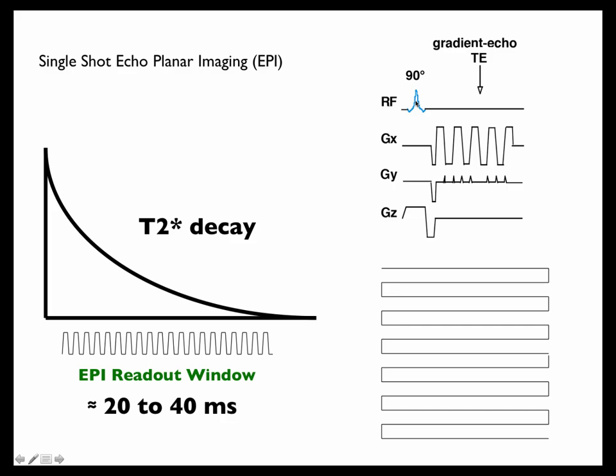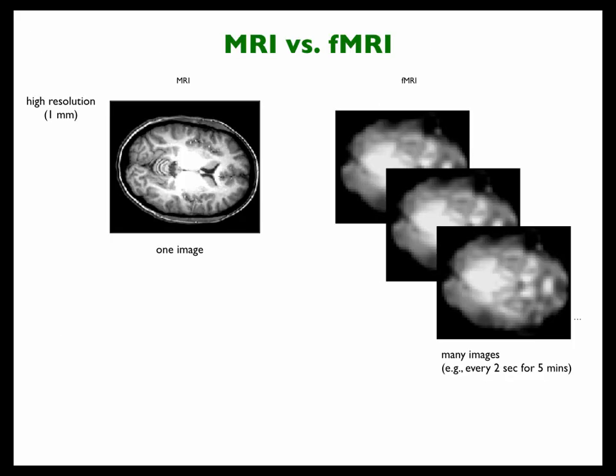So you give a 90-degree pulse and you raster back and forth as quickly as possible before the signal completely dies away. What's important about echoplanar imaging, different from anatomic imaging, is that most of the time you're collecting a time series of data, so you're comparing the contrast as it evolves over time.